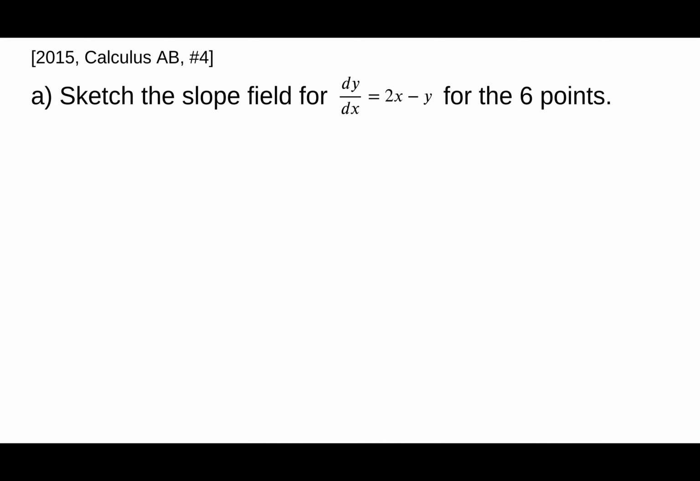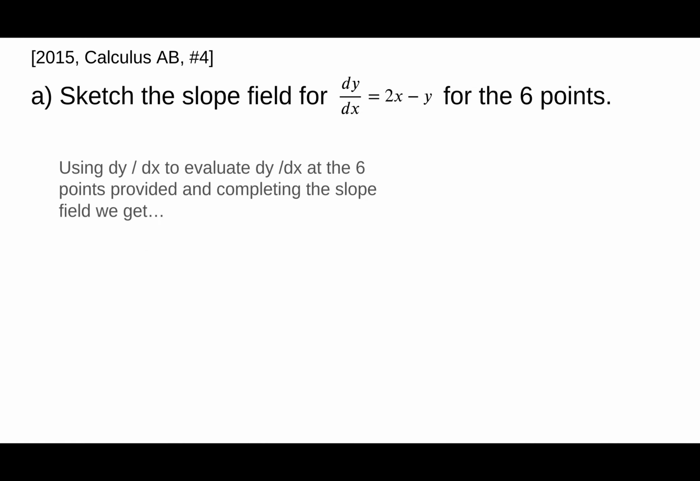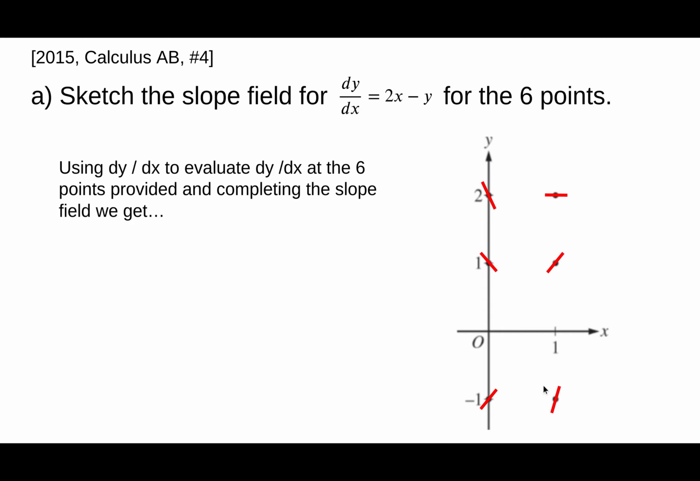In part A of the problem, we are asked to sketch the slope field for a given differential equation, dy/dx equals 2x minus y, for the 6 points provided. For any slope field, you're just going to take the points that are provided on the graph, plug the coordinates into dy/dx, figure out what the slope would be at that point, and then draw a tiny little segment that has that approximate slope. All right, if we do that here, we get a slope field that looks like this.